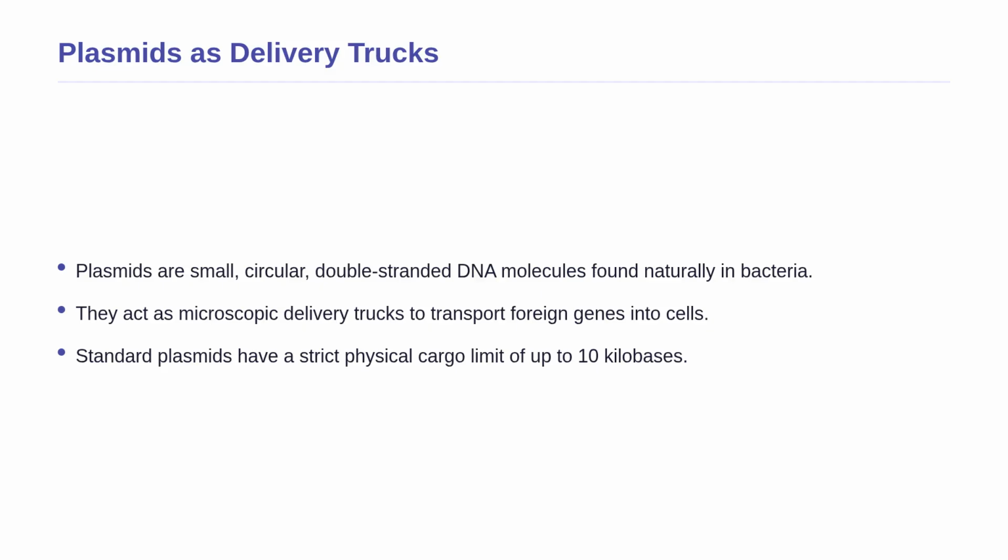Now that we understand the need for delivery vehicles, let us look at the most fundamental one, the plasmid. Think of plasmids as the basic delivery trucks of the laboratory. They are small, circular, double-stranded DNA molecules that exist naturally in bacteria. Why do we use them? Because naked DNA cannot just be dropped onto a cell. It would be destroyed or ignored. Plasmids safely carry our gene of interest through the cell membrane.